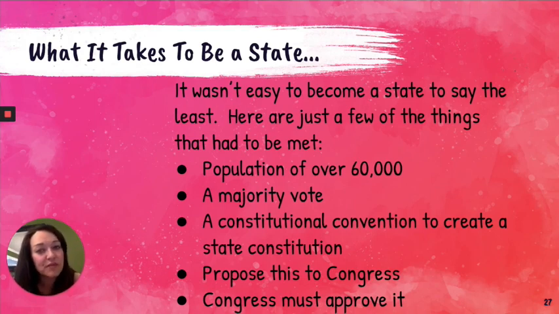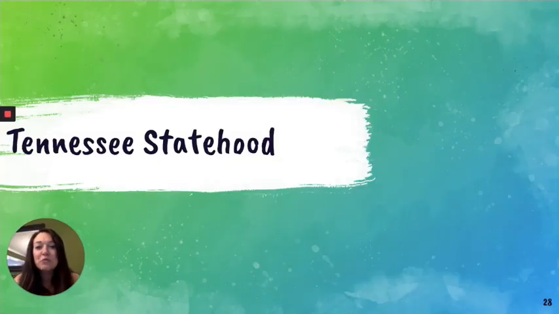You had to have a majority vote. A constitutional convention had to be held to create a state constitution. Explaining that, we have the United States Constitution that we created, but then every state has their own constitution as well. So that had to also be created before you could even be considered to be a state. Then they had to propose it to Congress, and then finally Congress had to approve it, which all of those steps would have been hard just to organize alone. So you can see how hard it would have been. Which leads us into Tennessee finally going to become a state.